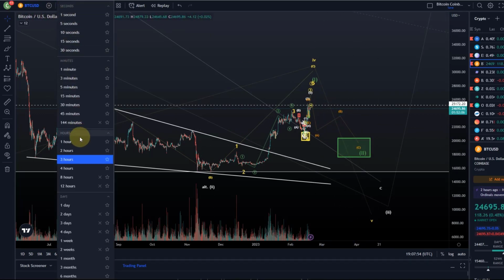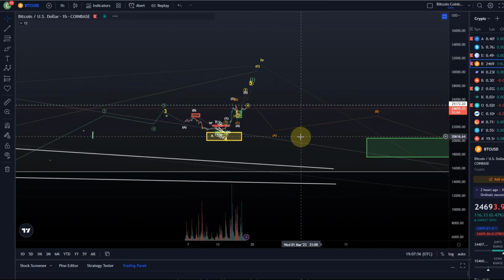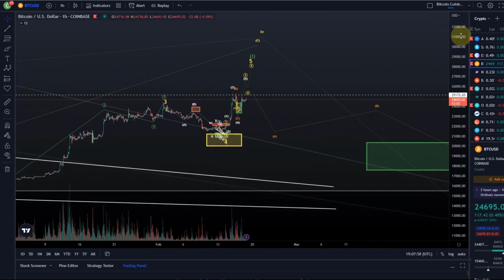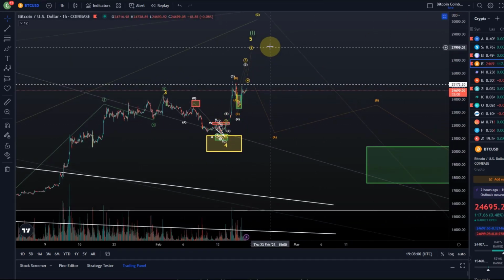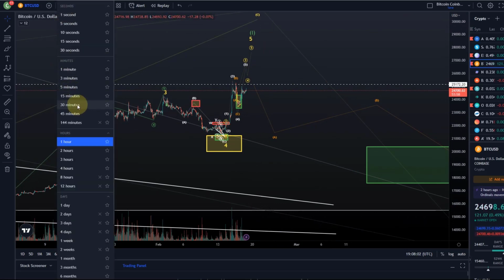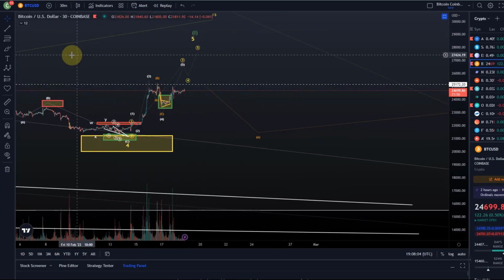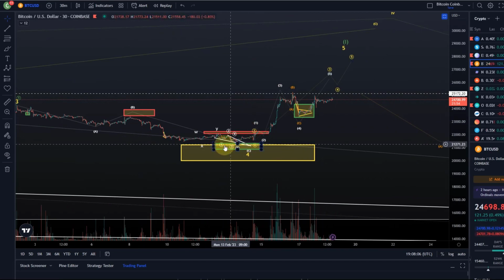Now let's zoom in. Let's take a look at the short term. So in the very short term, I'm still expecting it to push higher. Okay, so let's go to the 30-minute chart. Why do I expect it to go higher? Because we don't really have a high probability pattern complete yet.